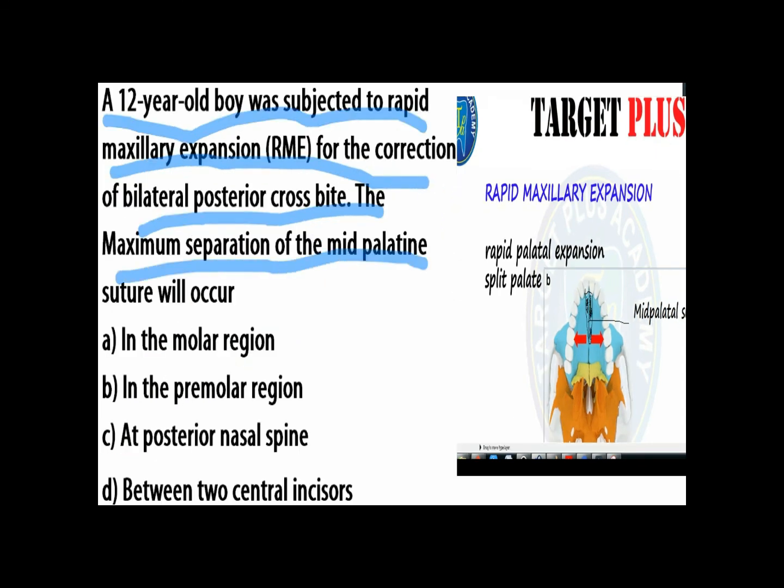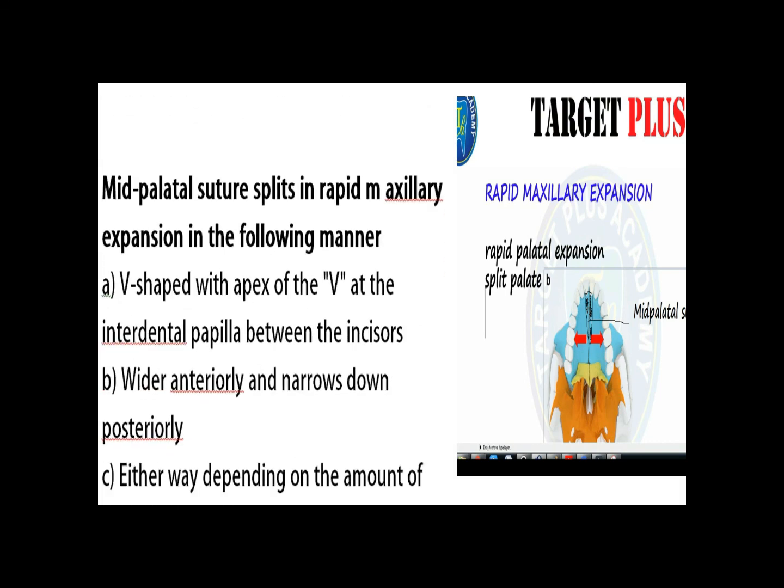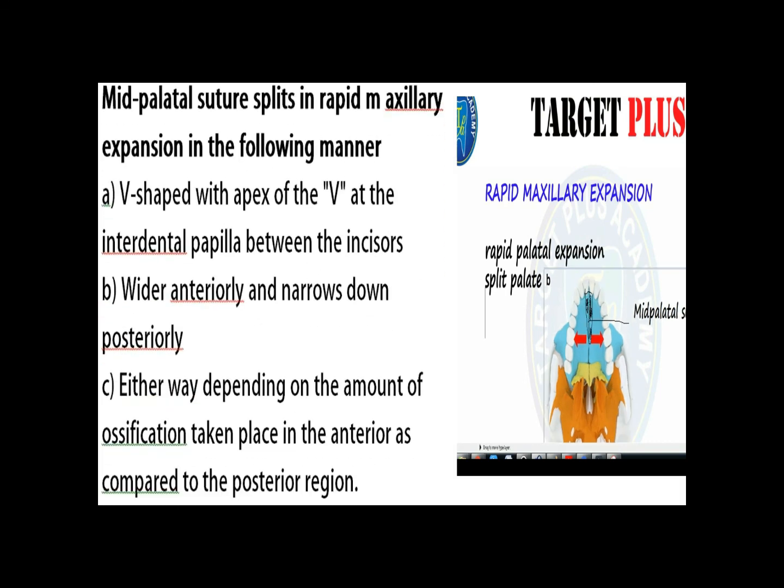A 12-year-old boy was subjected to RME for correction of bilateral posterior crossbite. The maximum separation of the mid-palatine suture will occur between the two central incisors. Now, the mid-palatal suture splits in rapid maxillary expansion in the following manner: it is wider anteriorly and narrows down posteriorly.